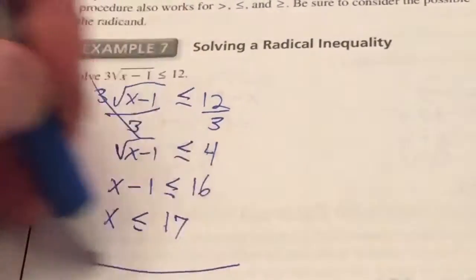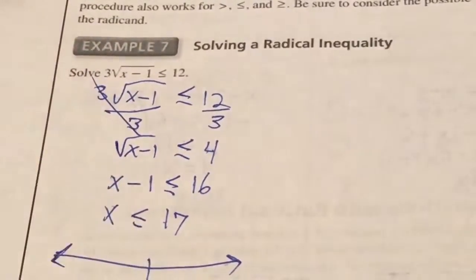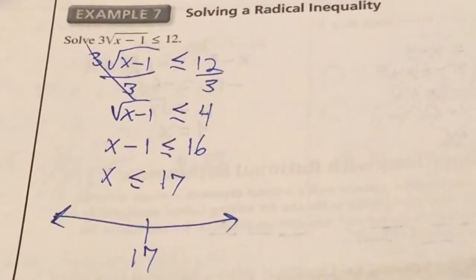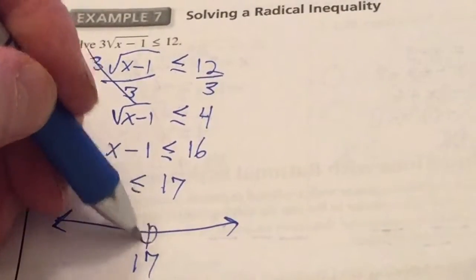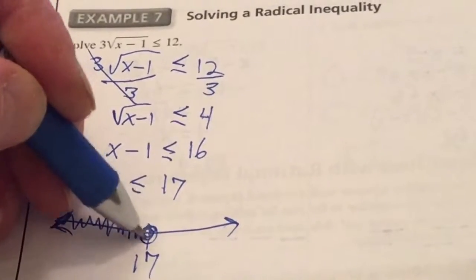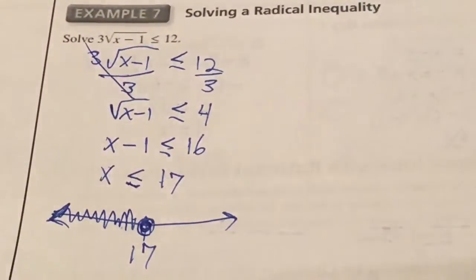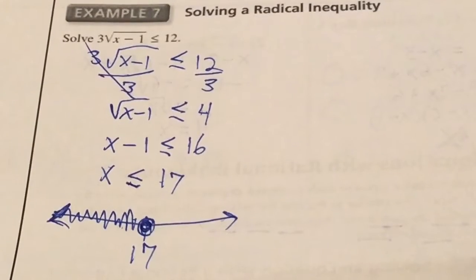Now remember, if we're going to put that on a number line, we should just put 17 on there. And we're going to shade to the left. And we're going to fill in the circle because we had not just strictly less than, but also equal to.